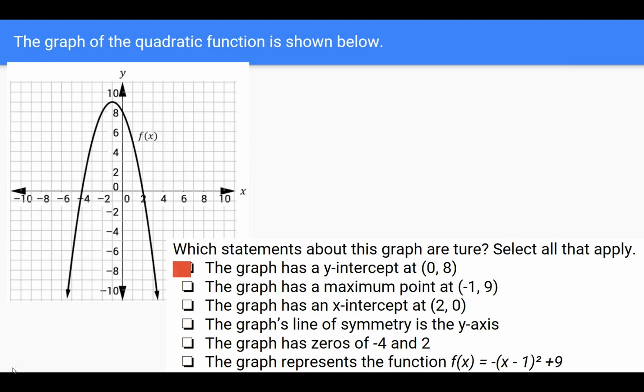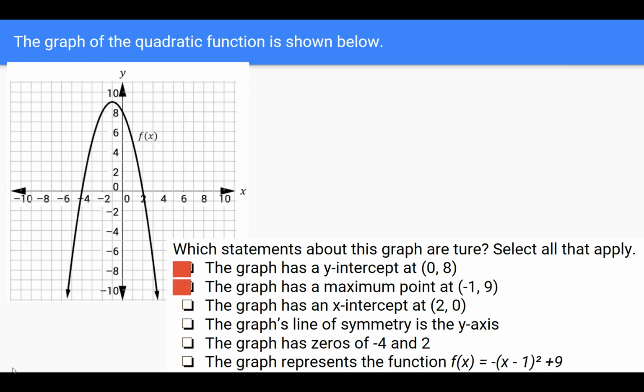All right. Does the graph have a maximum point at -1 and 9? Yes. A maximum point is also called the what? The vertex. Your vertex is always your maximum or minimum point. So in this case, my maximum point is my vertex, so -1, 9 works out for me.